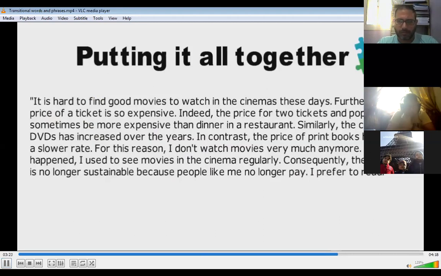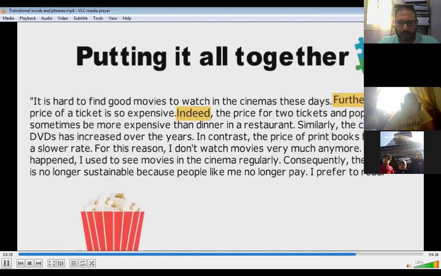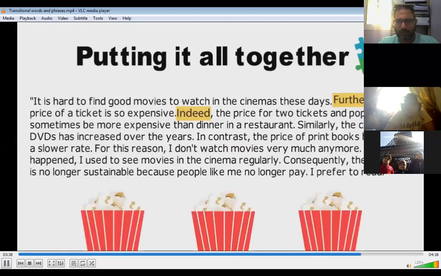For example, it is hard to find good movies to watch in the cinema these days. Furthermore, the price of a ticket is so expensive. Indeed, the price for 2 tickets and popcorn can sometimes be more expensive than dinner at a restaurant. The price to rent DVDs increased. In contrast, the price of print books has risen at a slower rate. For this reason, I don't watch movies very much anymore. Before this happened, I used to see movies in the cinema regularly. Consequently, the industry is no longer sustainable because people like me no longer pay.